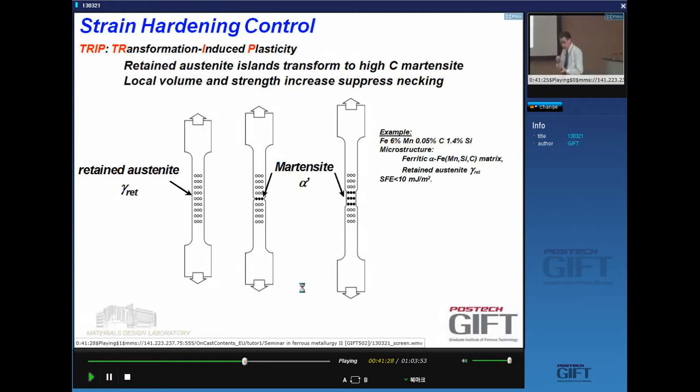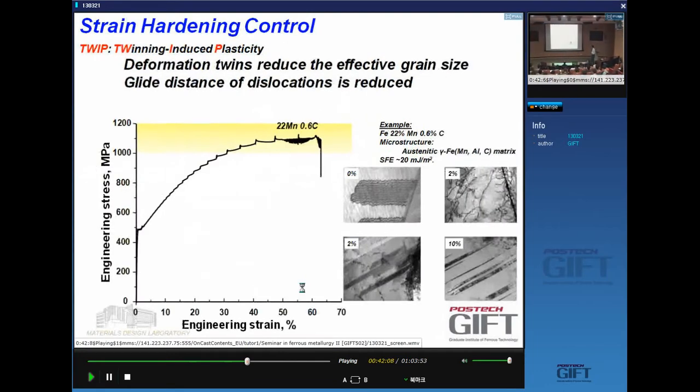Point number two, the volume expands considerably. So if there is any hint of local constrictions, necking, it immediately stops. And thirdly, what is also very important, is that by this volume change, the transformation injects a lot of mobile dislocations into the microstructure. So you get a very nice strain hardening mechanism with relatively low amounts of this retained austenite. Yeah. So very nice properties.